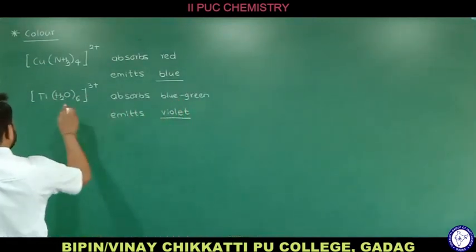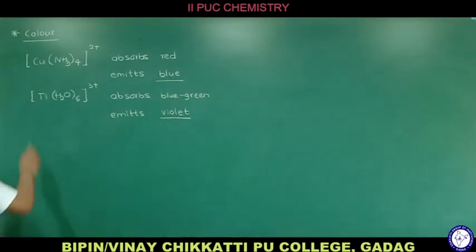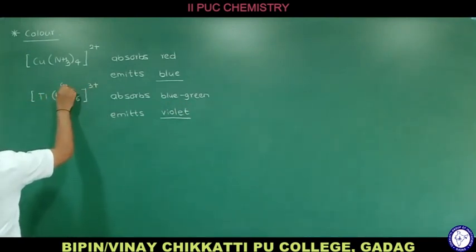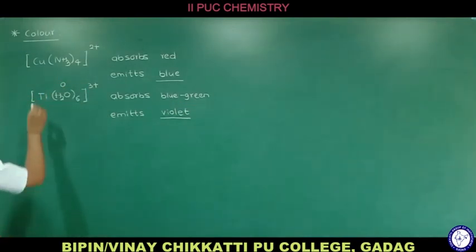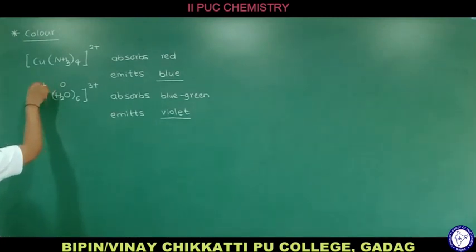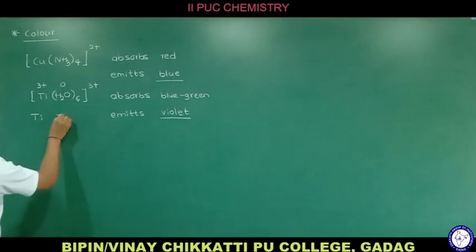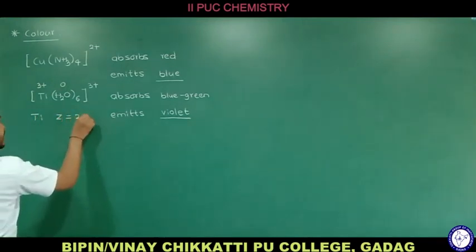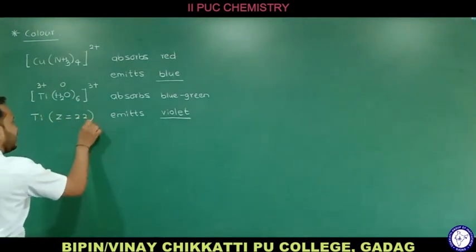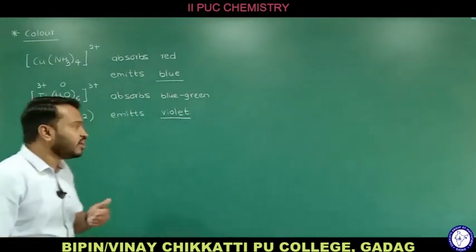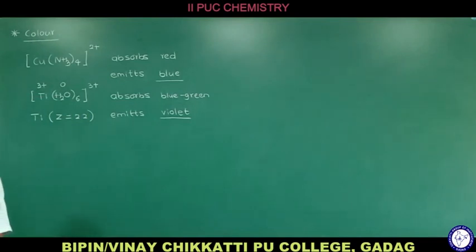See, I am going to consider this particular example. In the second example, the charge will be 3+, and H2O is a neutral molecule, 0, I will write. Therefore the charge of Ti will be 3+. Titanium, Ti, we have, and the atomic number of Ti will be 22, because 21 is scandium and 22 will be titanium, then vanadium, and it will continue the 3d series of d block elements.